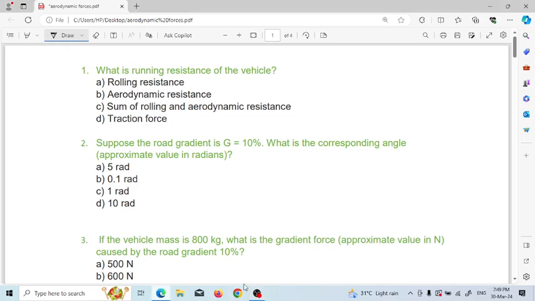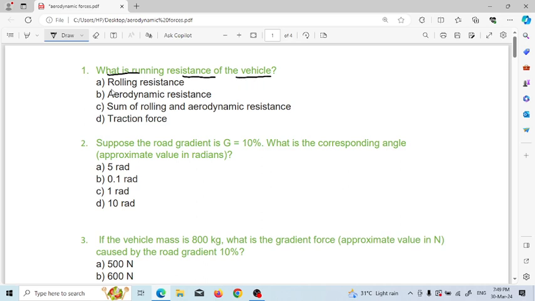Today we discuss the questions related to the resistance of the vehicle. Let us start with 10 questions related to the previous chapter we studied before. Question number 1 is, what is the running resistance of the vehicle?